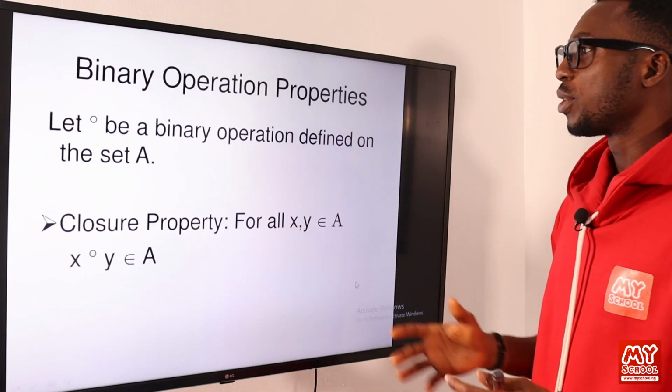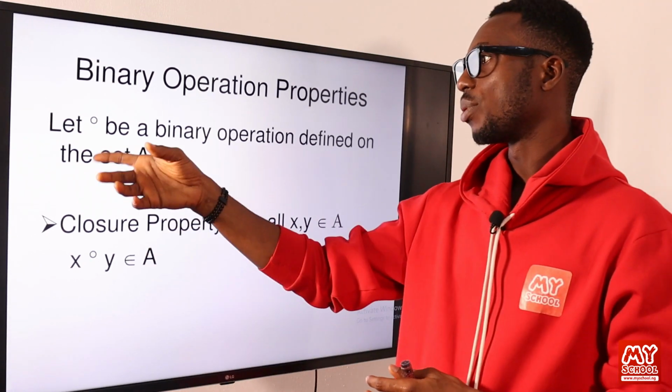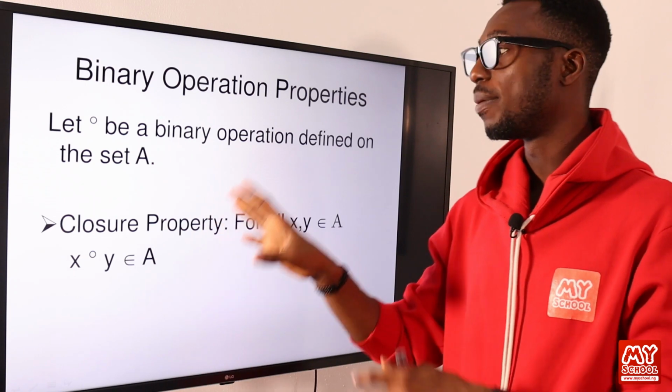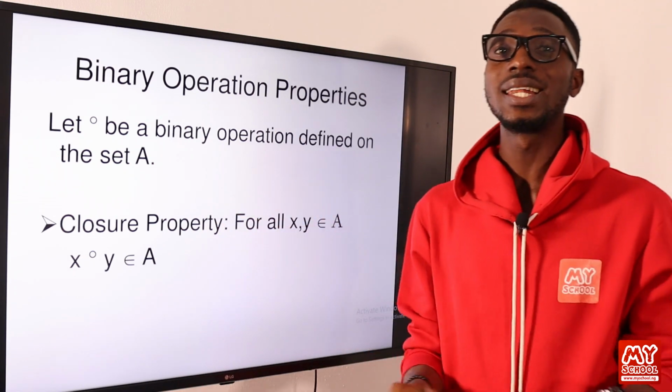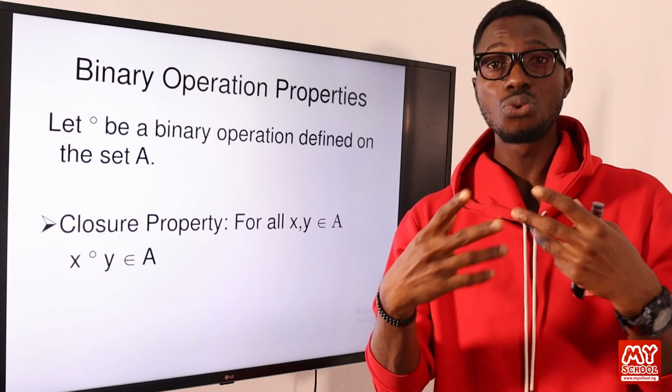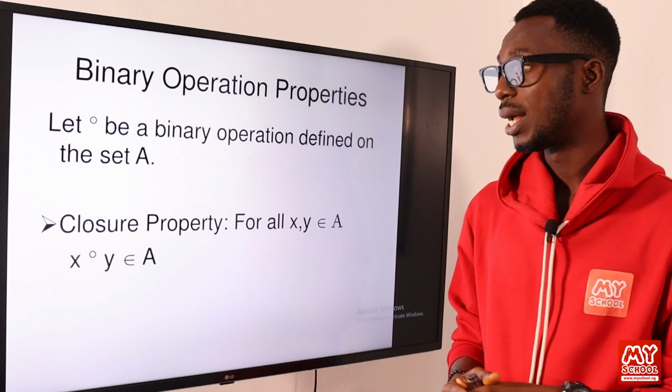So binary operation properties. Okay, so we have this note. Let this be a binary operation defined on the set A. Remember that the set should not be an empty set. At least we are talking about a member. But with binary, we're talking about at least two members for us to be able to run our confirmation.